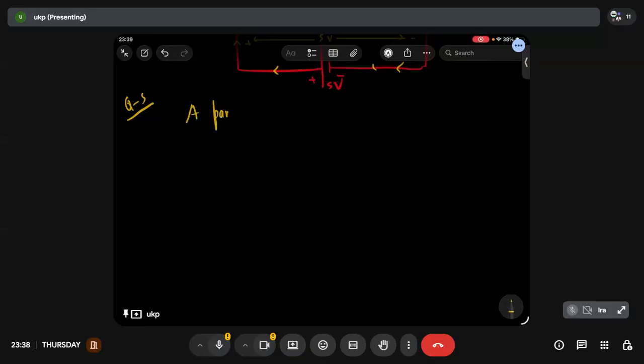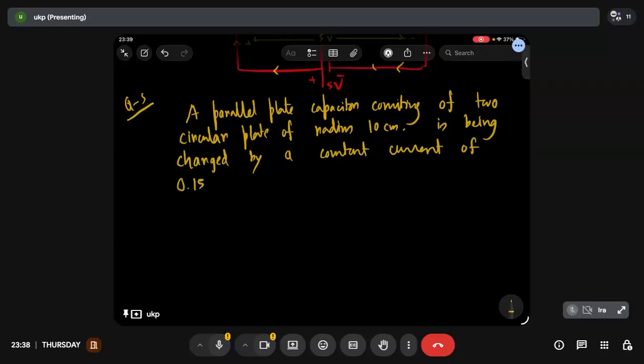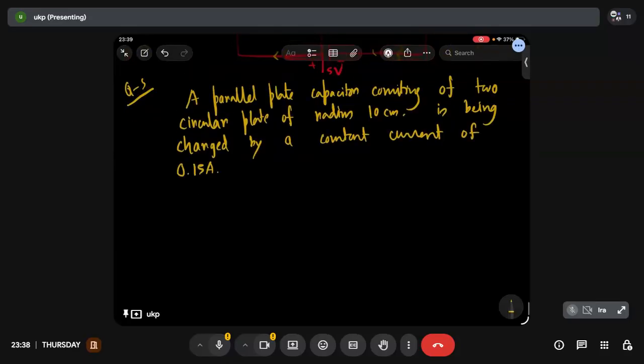The question says, a parallel plate capacitor consisting of two circular plates of radius 10 centimeter is being charged by a constant current of 0.15 ampere. Full stop. Okay?